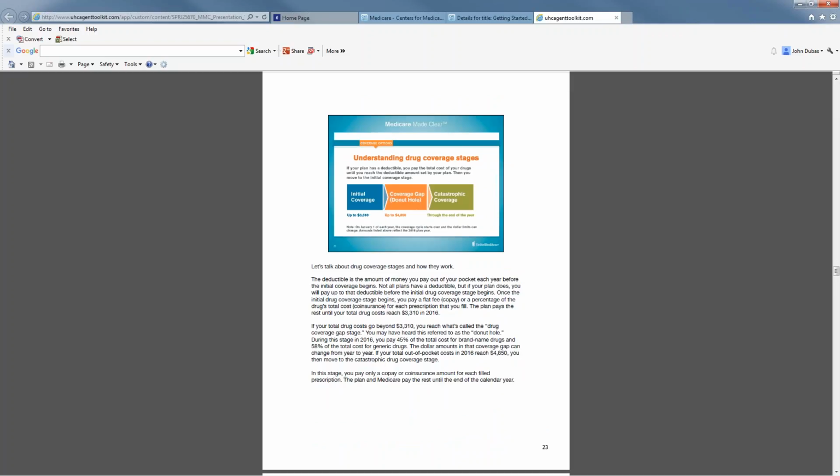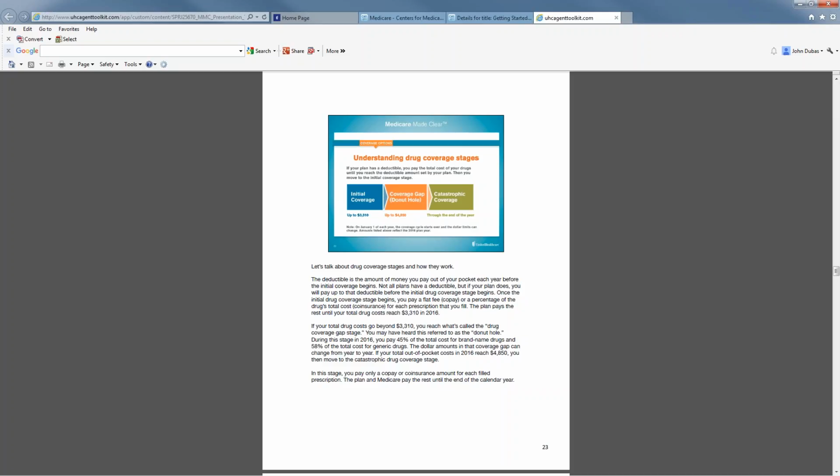It's also important to talk about the coverages through the different stages of coverage and how they work. If it is a standard program that the company has not enhanced, there's a deductible, which is the amount of money a person has to pay out of pocket before the initial coverage begins. Not all the plans have a deductible, but if the plan you select does, you have to pay that deductible before the initial drug coverage stage begins.